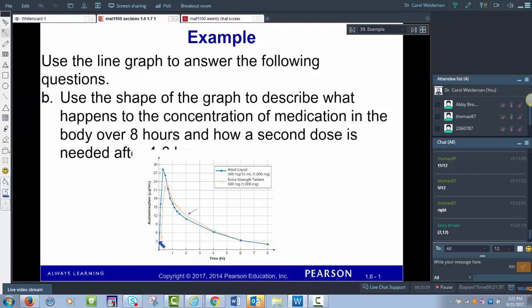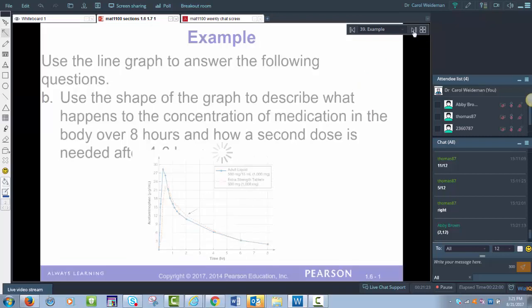So what happens quickly in the first hour? It goes up pretty quickly, right? Either one in the first hour. And then about hour number 4, we're really starting to fall off pretty quickly. And then at hour 6, we're way down here to 3 micrograms. So that's probably why we say we get a second dose after 4 to 6 hours. And you can see that in both cases.